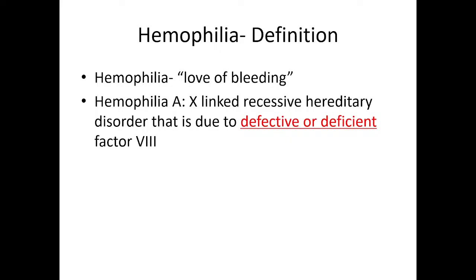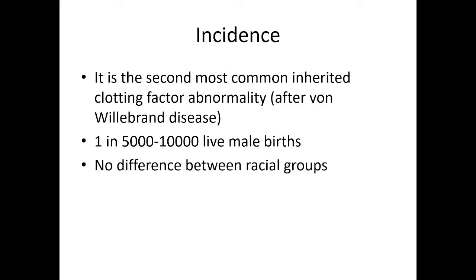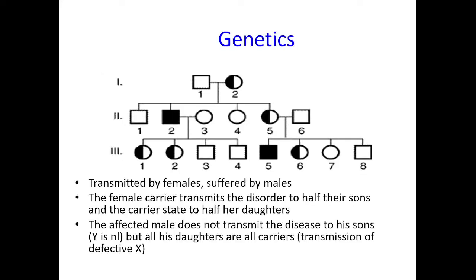So, hemophilia is love of bleeding. The word hemophilia means love of bleeding. So, it is an X-linked recessive hereditary disorder that is due to defective or deficient factor 8. It is the second most common inherited clotting factor abnormality after von Willebrand disease, which is most common. 1 in 5,000 to 10,000 live male births. No difference between racial groups.